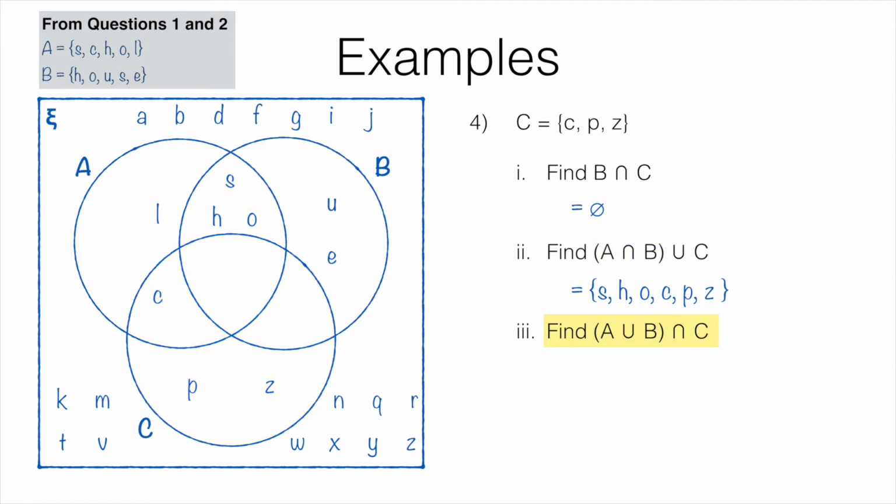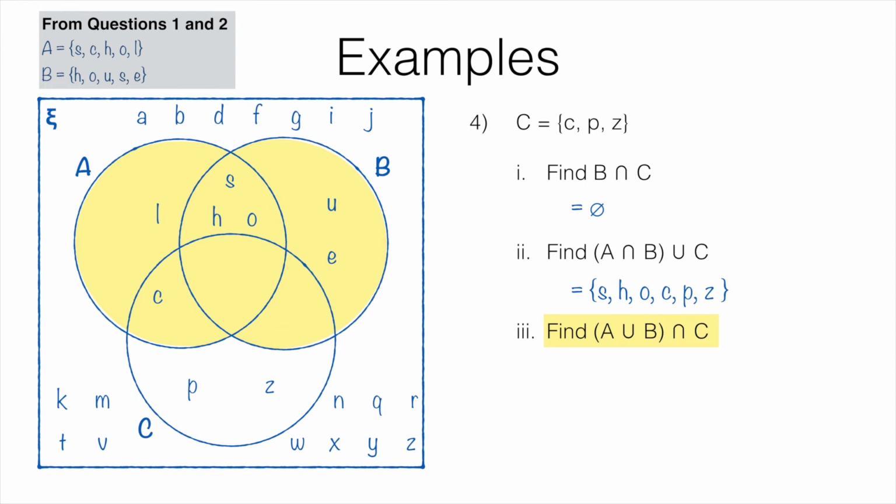Now in part 3, we are looking for the intersection of the union of A and B and set C. Let's deal with the bit in brackets. We know that the union of A and B is simply this region highlighted. That's everything that's in set A or set B or both. What we want now is the intersection of that set with set C. So we want everything that's in this set that is also in set C at the same time. So what we really want are just these bits down here.